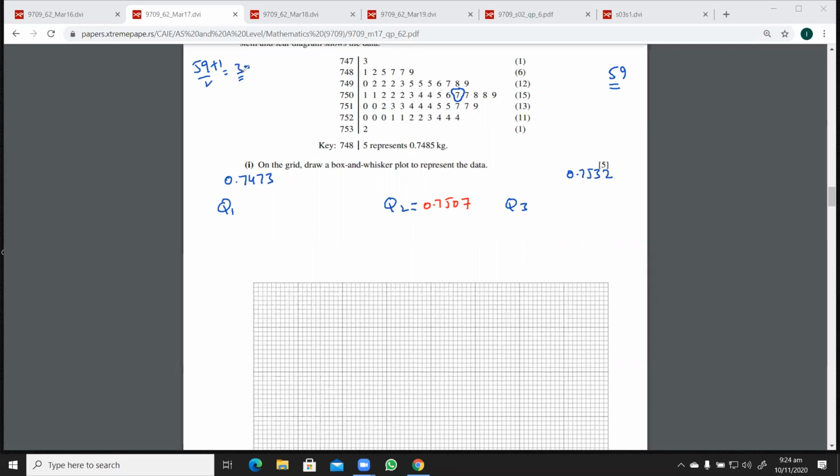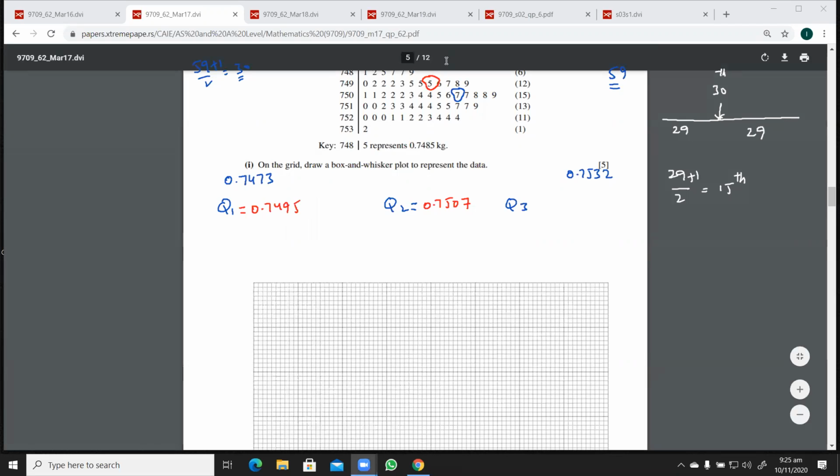So when you have a total of 59 values, the 30th value is at the middle. How many are left? 58. So there are going to be 29 in the beginning and 29 at the end. The median of these 29 observations should be your lower quartile, so the 15th observation. 7, 8, 9, 10, 11, 12, 13, 14, 15. So this is the 15th observation here, and my lower quartile is 0.7495.